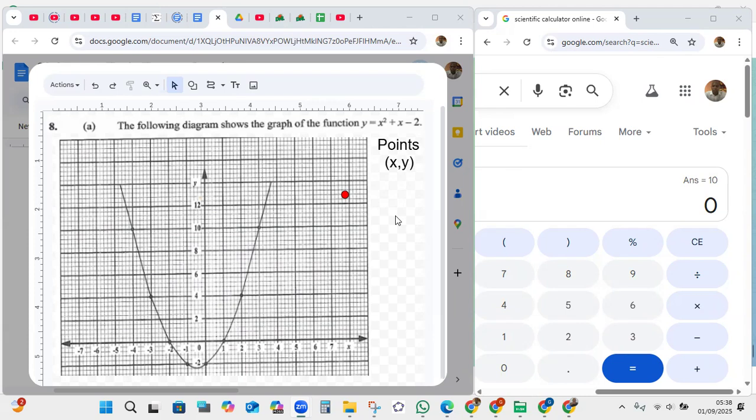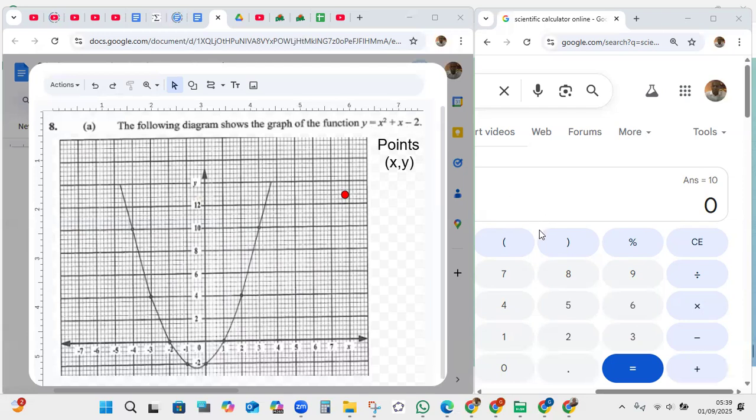Now, as you can see, there are points already. You have a point right here. So the x coordinate is -4. So to find the y coordinate, which is 10, you have to substitute the x coordinate into the x in the function. Okay? So here you have y is equal to x squared plus x subtract 2. That's how you find y.